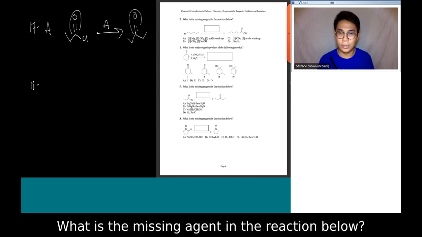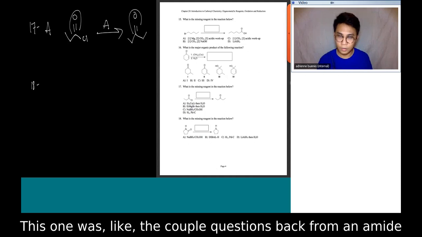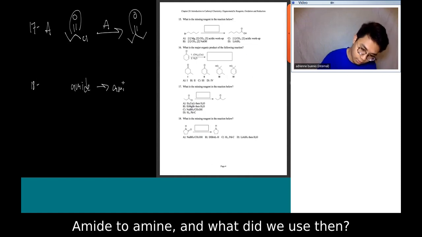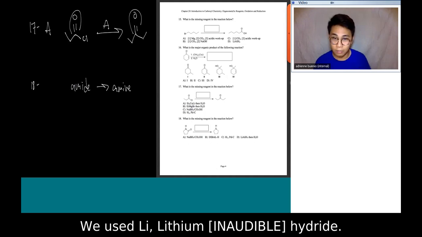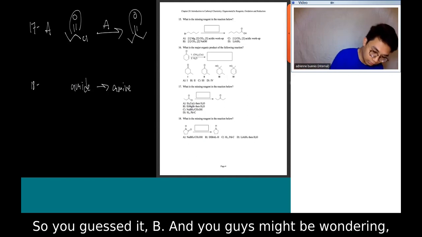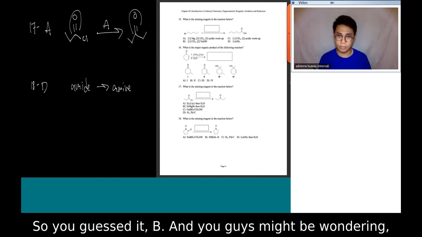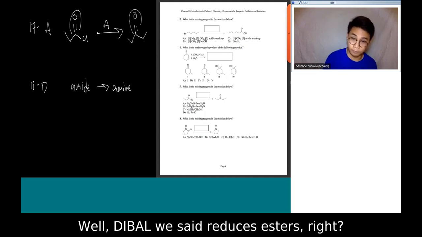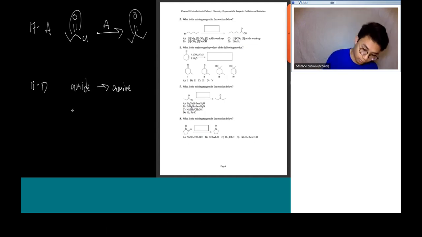Okay, what is the missing reagent in the reaction below? This one was like a couple questions back, right? From an amide to an amine, and what did we use then? We used LiAlH4, lithium aluminum hydride. So you guessed it, right? D. And you guys might be wondering again, why not DIBAL? Well, DIBAL, we said, reduces esters, right?